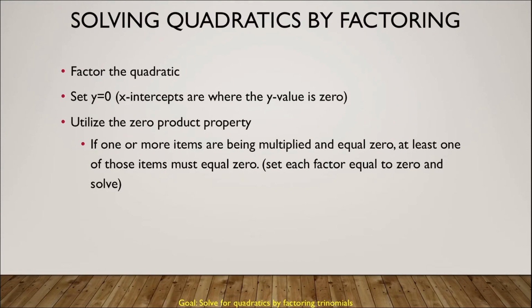Alright, so solving quadratics by factoring. First we have to factor the quadratic, okay? So we set y equal to 0, because x-intercepts are where the y value is 0. Then we're going to utilize the zero product property. That says if one or more items are being multiplied and equal to 0, at least one of those items must equal 0. Set each factor equal to 0 and then solve. So that's my steps of how to do this.